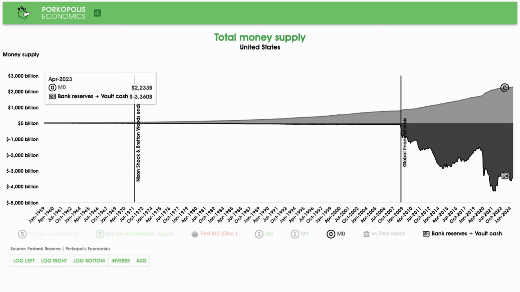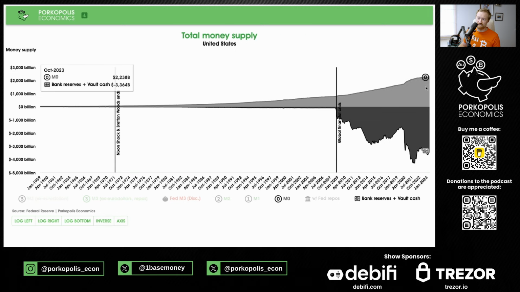This is the core of the United States dollar system. These two values, M0, 2.2 trillion, the bank reserves and the vault cash, 3.5 trillion. Both of these values are liabilities to the Federal Reserve. They're liabilities on the Federal Reserve's balance sheet. Indeed, it is their main liability. As far as who holds the assets, it's two different groups. The black shaded area are the banks. They hold the assets of the bank reserves and the vault cash. The gray shaded area is the rest of us.